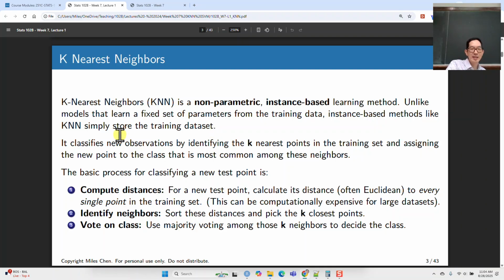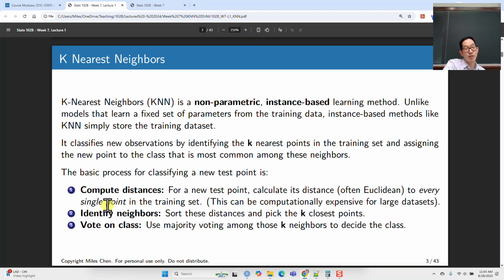The way it's going to classify a new observation is it figures out the k nearest points in the training set, usually by Euclidean distance, and then looking at the nearest points, you do majority voting, and whichever class is most common among the nearest neighbors, that is how it's going to classify your new test case.